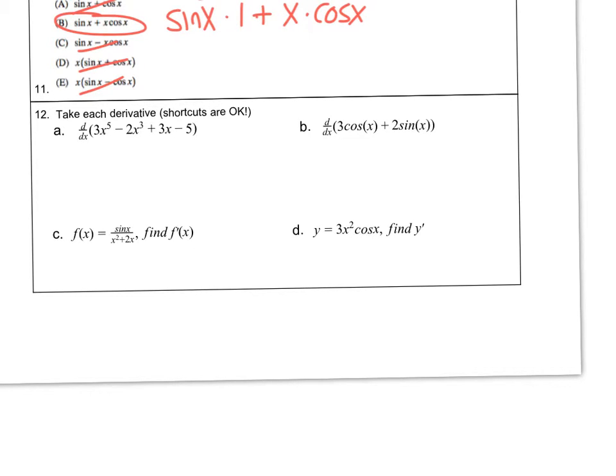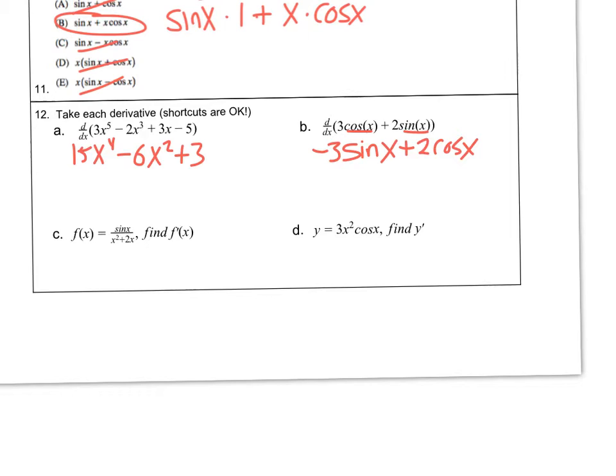For number 12, we've got to take the derivative of something that looks like a polynomial, so I can just power rule everything. That's going to become 15x to the fourth minus 6x squared plus 3, and then plus 0. I don't need to write that. For the second one, we've got to do the derivative of sine and cosine here. The derivative of cosine is negative sine times 3 would just be negative 3 sine of x. The derivative of sine is going to be cosine, so it would be plus 2 cosine of x.